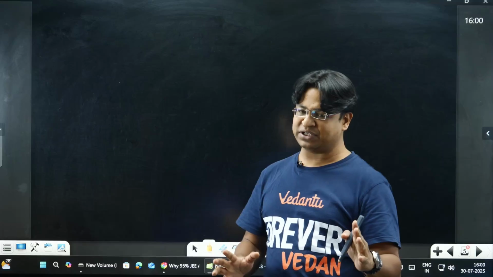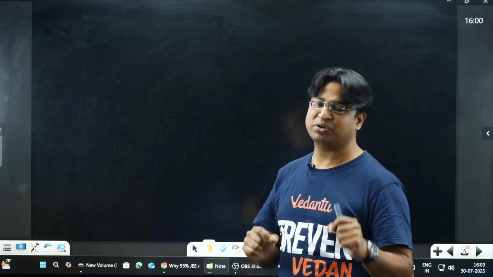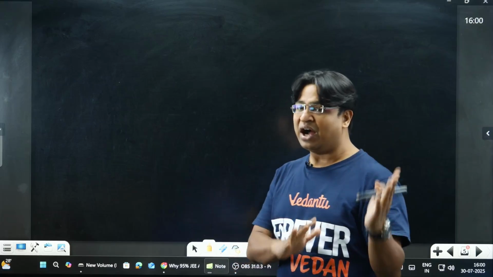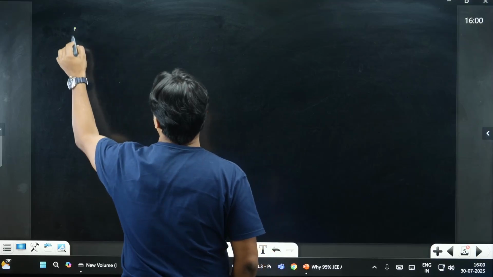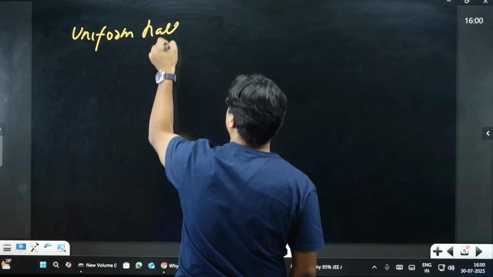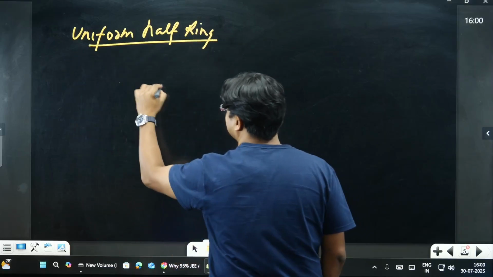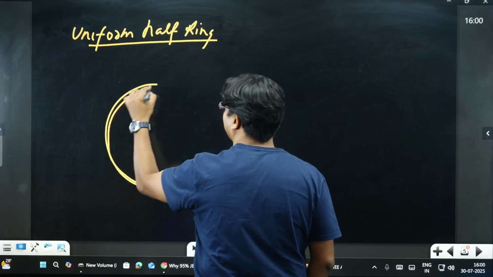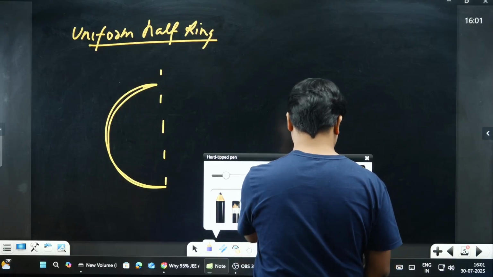What else you ought to know? I'm pretty sure that wherever you have studied the center of mass chapter, whether it's your JEE batch or your school curriculum, you would have learned about the location of center of mass of half regular objects. So if I talk about a uniform half ring, I think you know where the center of mass is. It will lie on the element of symmetry, which is this line.